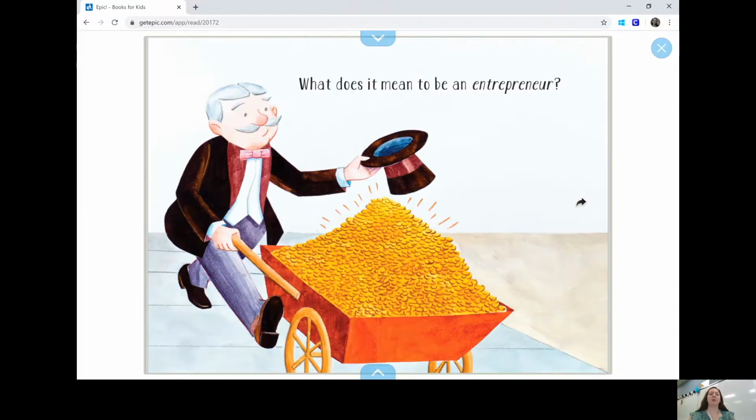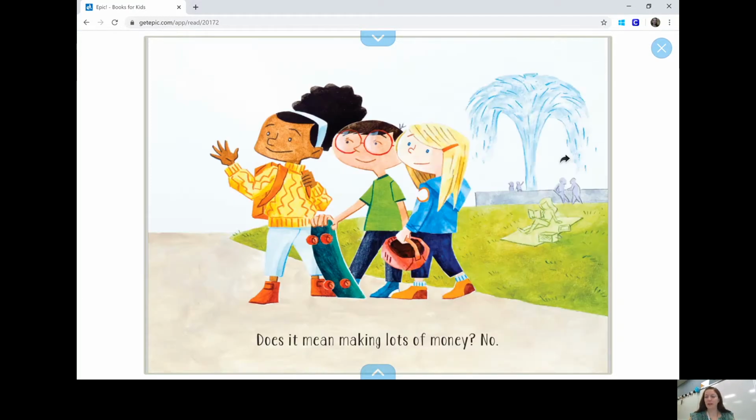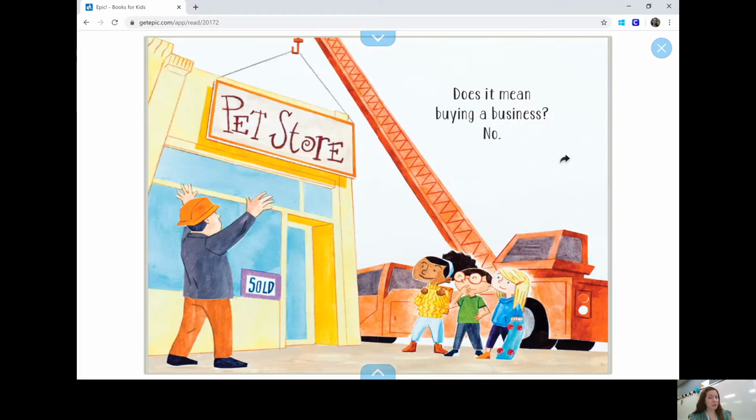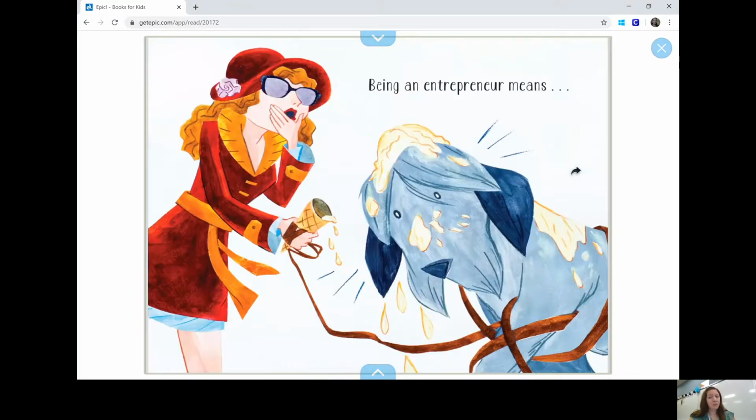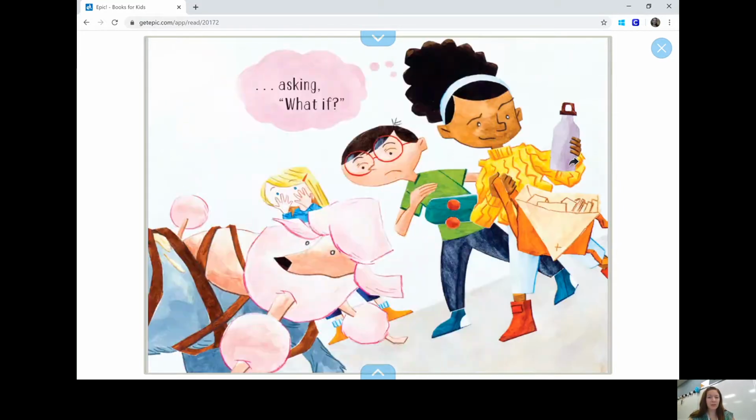What does it mean to be an entrepreneur? Kind of looks like the Monopoly guy. Does it mean making a lot of money? No. Does it mean buying a business? No. They're putting up a little pet store. Does it mean speaking French because the name entrepreneur, le bistro? No, you don't have to speak French to be an entrepreneur. Being an entrepreneur means, oh no, she's spilled her ice cream on her puppy.